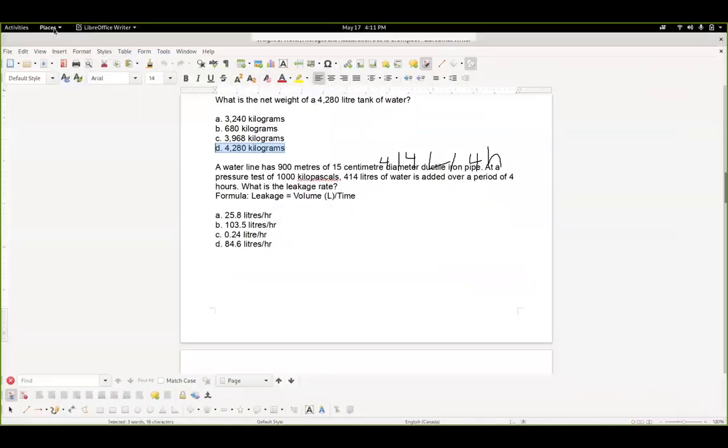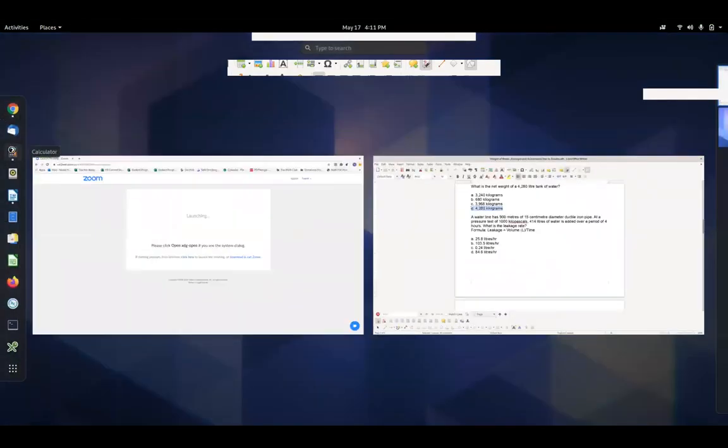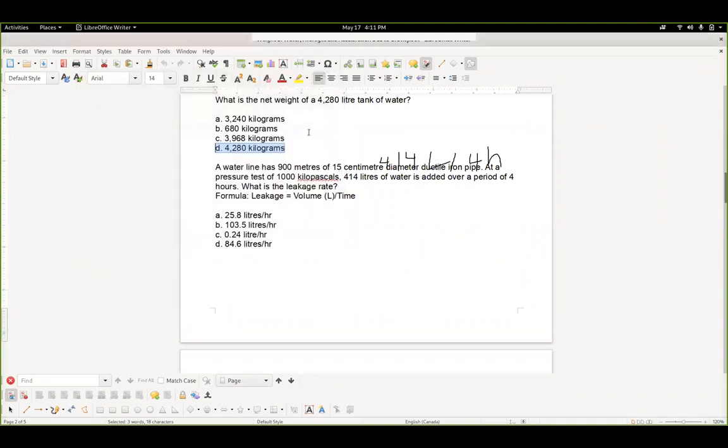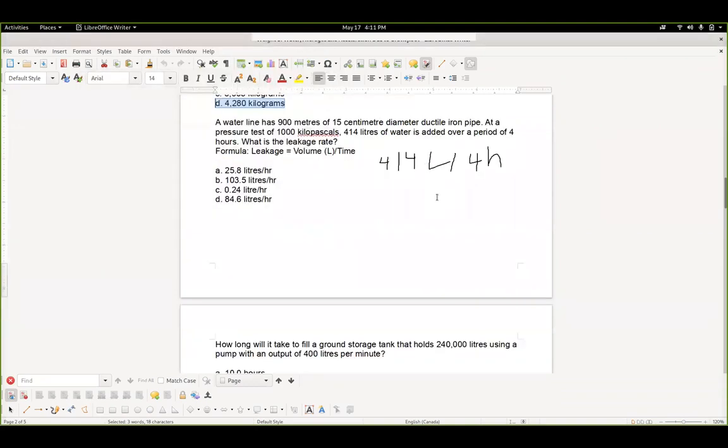I'm going to just stop the full screen here so that I can grab my calculator. 414 divided by 4, we get 103.5. So that'd be 103.5 liters per hour. So that would be answer B here.